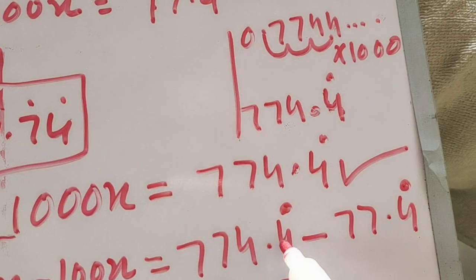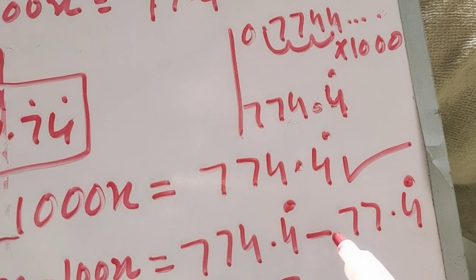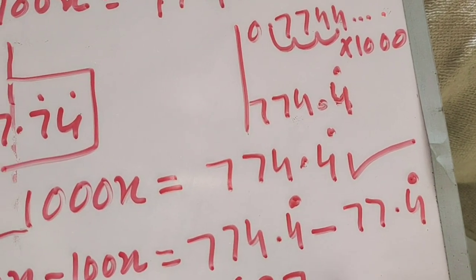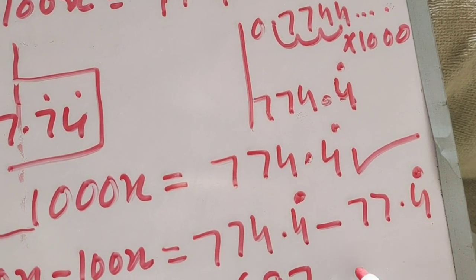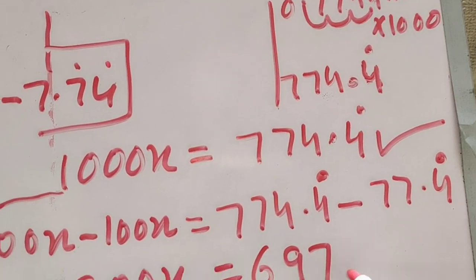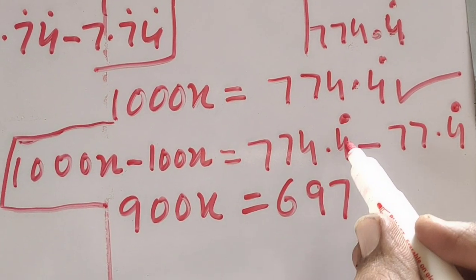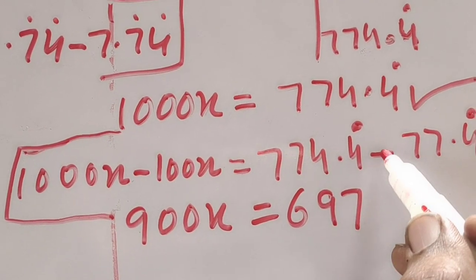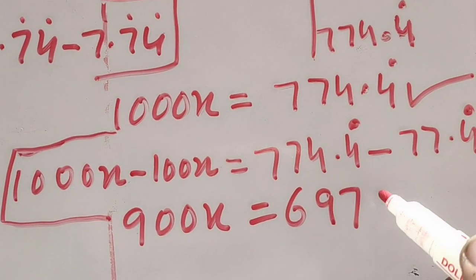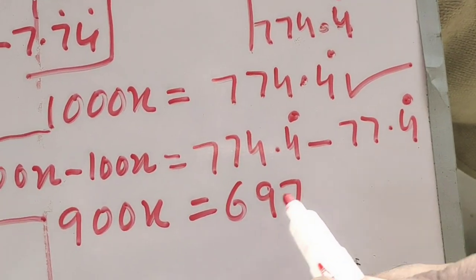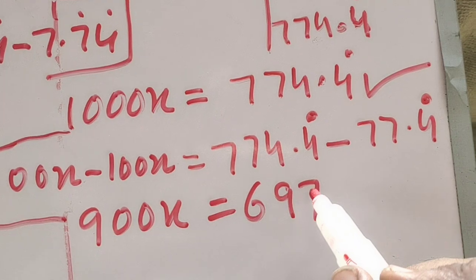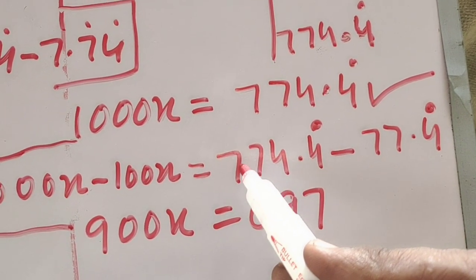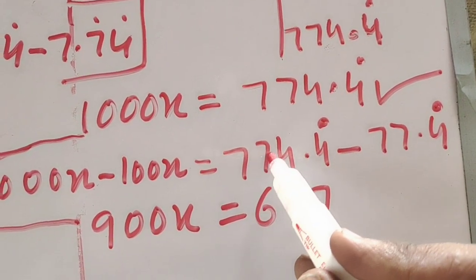697. And 4 dot minus 4 dot, the answer is 0. So 697.0. So now you would need to write 0.0, because 0.4 dot minus 0.4 dot, they are also subtracting each other. So the answer will be 0. So no need to write 0.0. So it's 697 after subtracting 77 from 774.